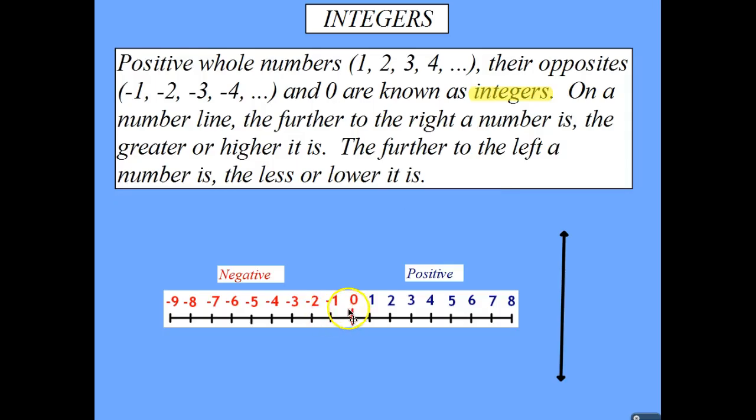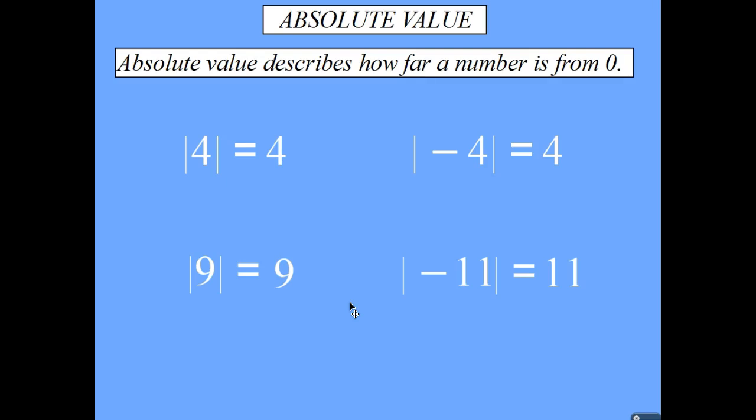Okay, now we have this idea of absolute value. If you remember when I was talking about the number line back here, I started talking about how far away it was from 0, right? I said -1 is 1 to the left of 0. -2 is 2 to the left of 0, and on and on. What I'm really doing there is I'm talking about this thing of absolute value, okay?